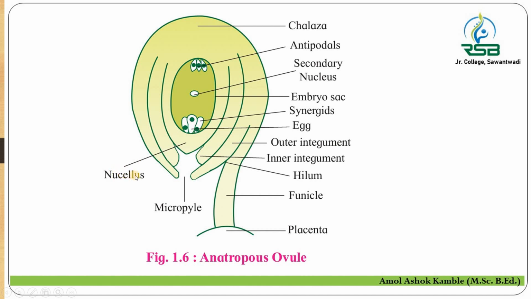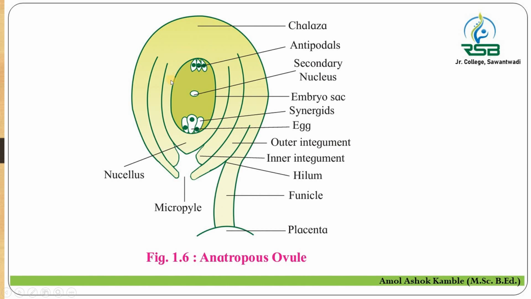In that, number one and the most important part is the nucellus. What is the nucellus? What are the structural peculiarities in a nucellus? This nucellus is the main central bulk of the ovule, and the nucellus consists of diploid parenchymatous cells. हा अतिशय महत्वाचा भाग आहे. हा डिप्लॉइड पॅरेन्कायमॅटस सेल्स पासून बनलेला असतो.